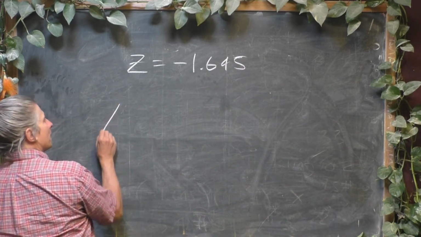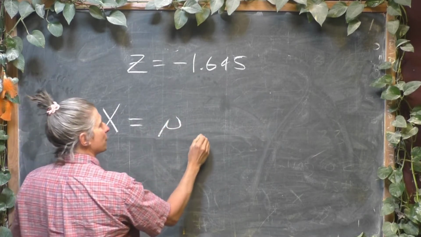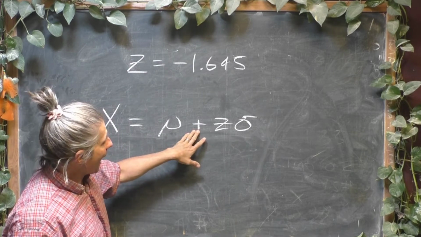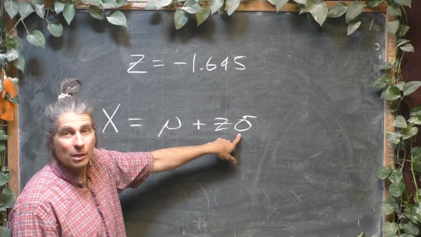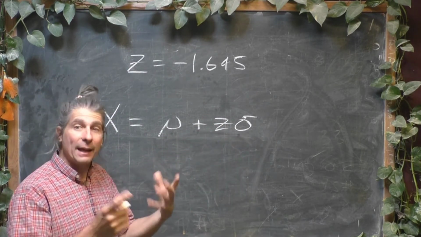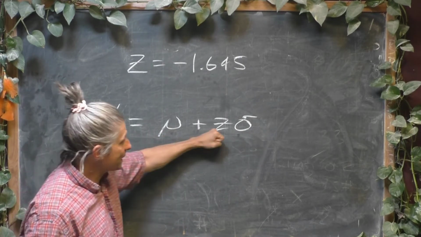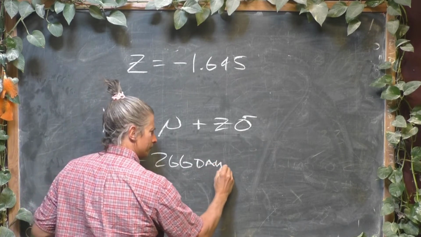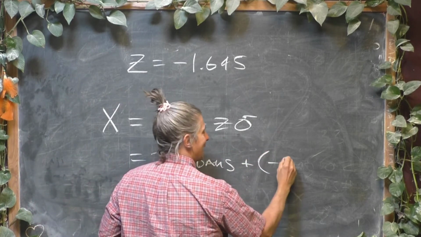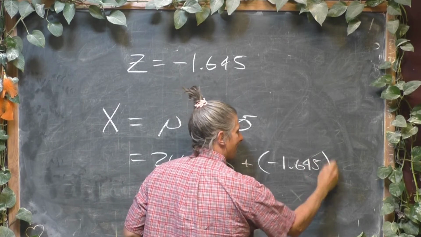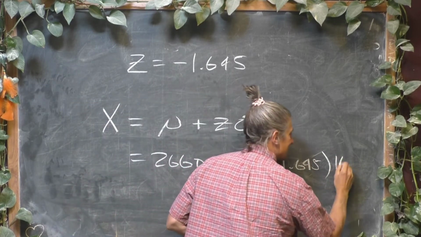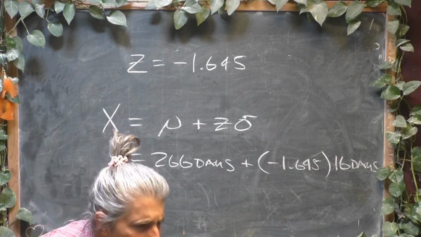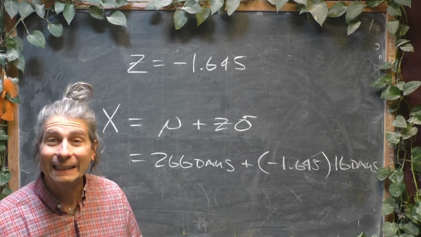So that's where the good old formula we derived in the last few videos comes in handy. Okay? So we got to take the average, then add to it the Z-score times the value of the standard deviation in the population. So now we know all three of these things. We know the average is 266 days. We know the Z-score is negative 1.645. And we know the standard deviation is 16 days. And if we crunch all this together, I did it on Google, I got 240 days.